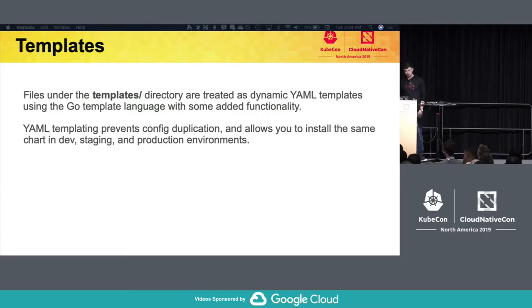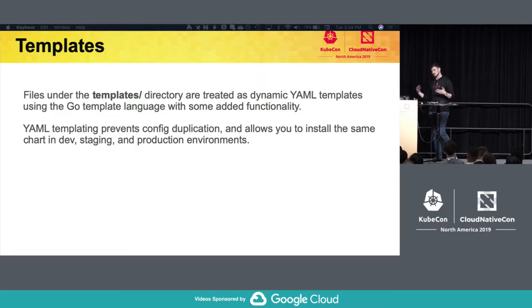So like I was saying, the templates are treated as dynamic YAML templates. And what this does is it prevents you from duplicating the same code everywhere. So imagine if you had 10 microservices and you're writing the same deployment.yaml and service.yaml for all these things, you could bake that into a Helm chart and deploy it with a different Docker image and things like that.